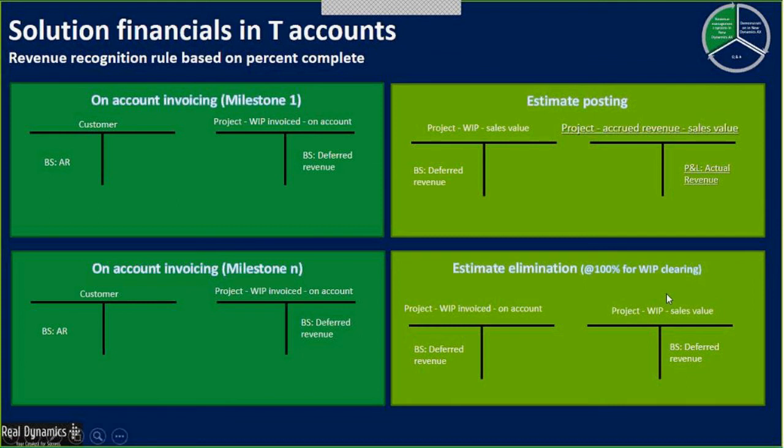After everything has been recognized, there is a step in the estimation process, which is called elimination. That will ensure anything that is outstanding on the two account types, which is the project WIP invoice on account and the project WIP sales value, will get settled as well. Now, in the example, I've given the same account, WIP invoice on account, the deferred account, and when we were recognizing revenue, when it was posting the debit, it was posting to project WIP sales value, also the same account. So that way it will be just a flush entry at the end.